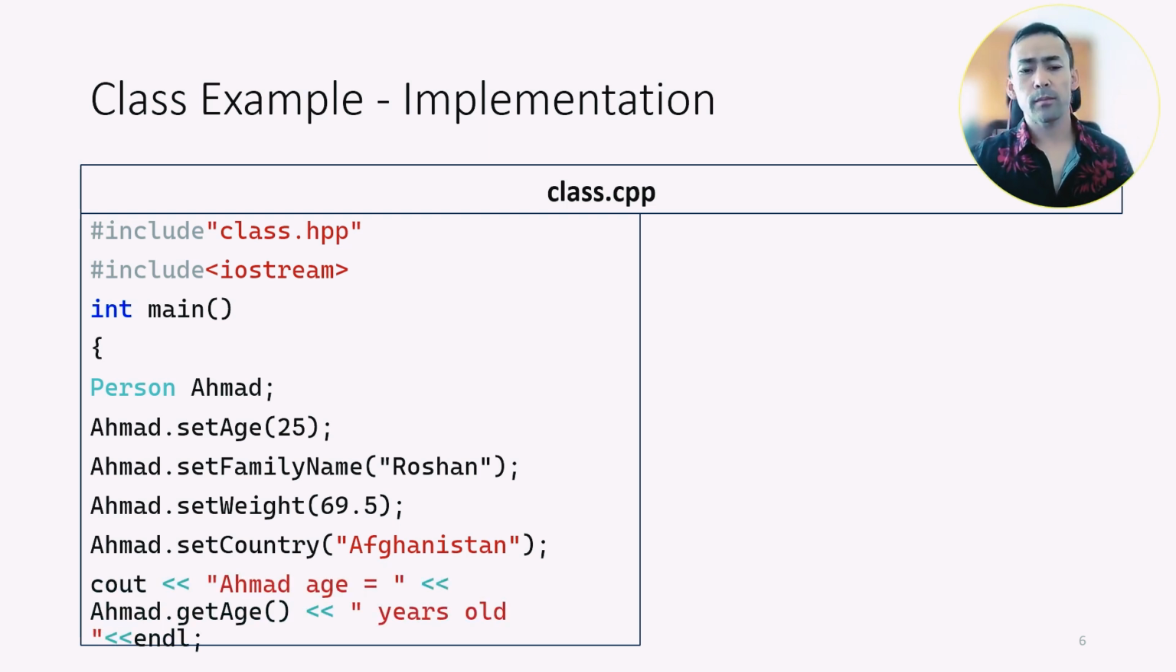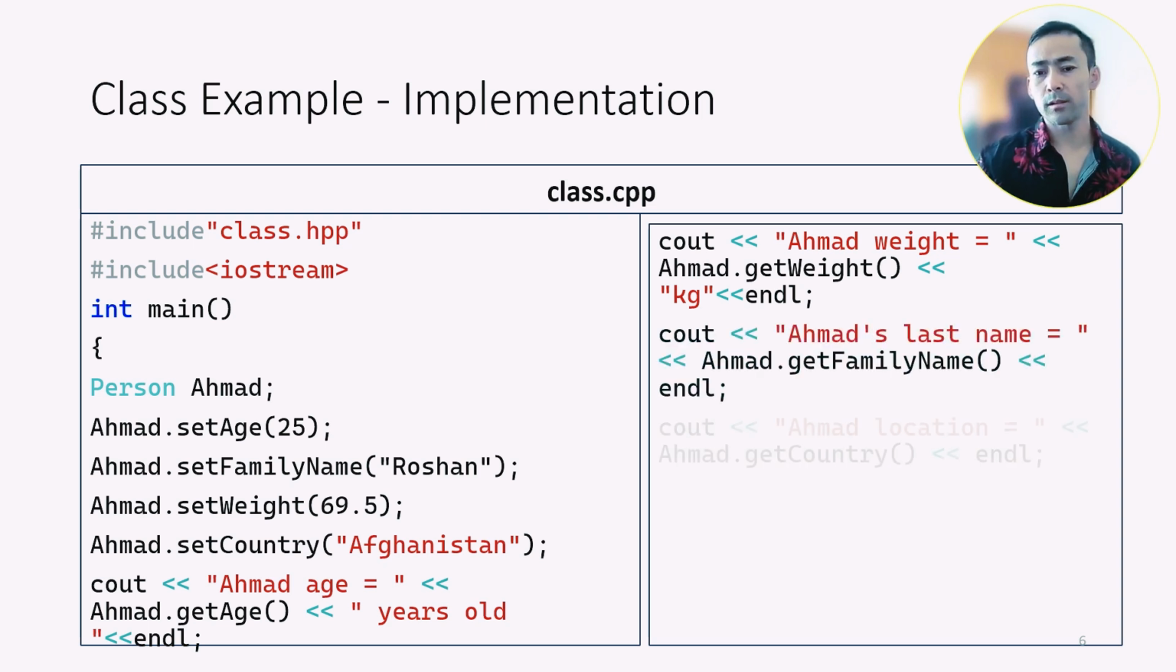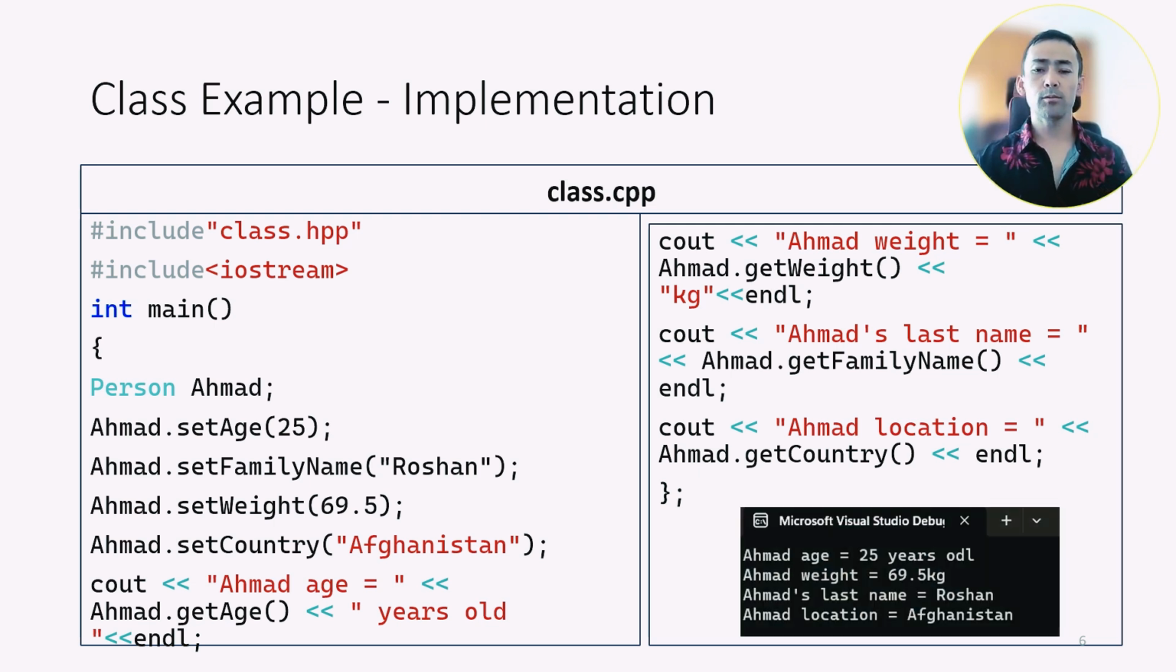And then we can write the cout where the Ahmed age equals to returning the Ahmed age using the get function, and we also return the weight as well as the last name and the location, of course, the country. When we run the code, we find out that Ahmed age equals 25 years old. His weight is 69.5 kilograms, as well as last name is Rushan, and he lives in Afghanistan.